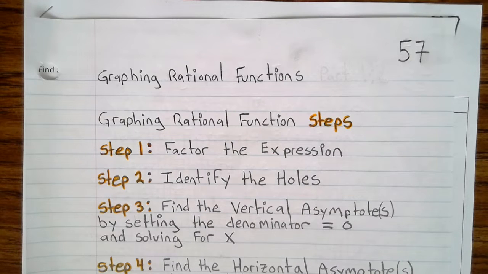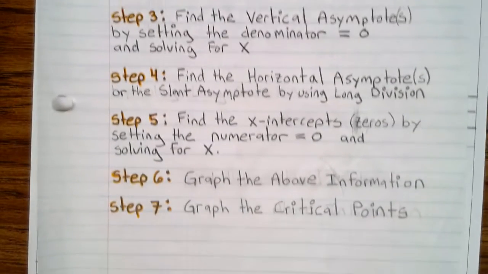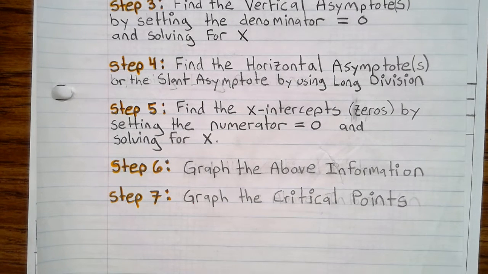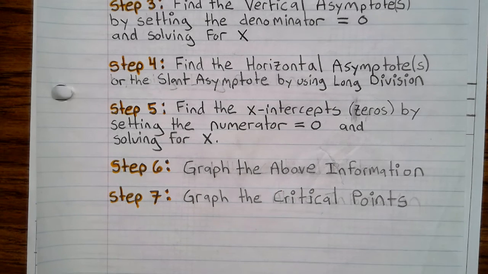Graphing rational function steps. Step 1, factor the expression. Step 2, identify the holes. Step 3, find the vertical asymptotes by setting the denominator equal to 0 and solving for x. Step 4, find the horizontal asymptotes or the slant asymptote by using long division. Step 5, find the x-intercept zeros by setting the numerator equal to 0 and solving for x. Step 6, graph the above information. Step 7, graph the critical points.